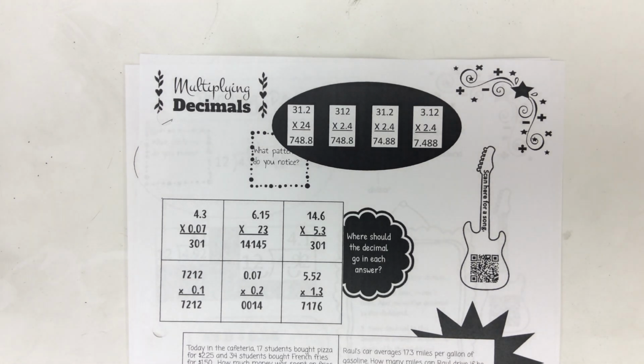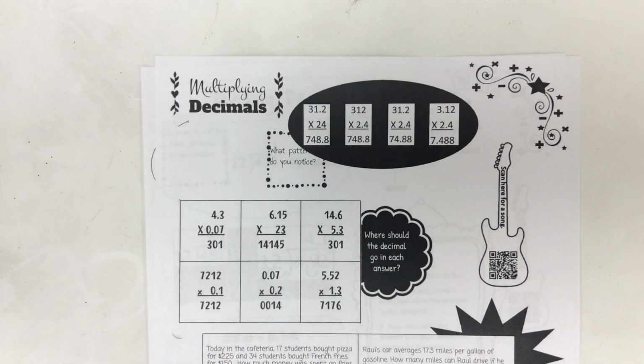Okay, Rams, tonight's homework is page 13 and 14. They're in your notes. It is over multiplying decimals.